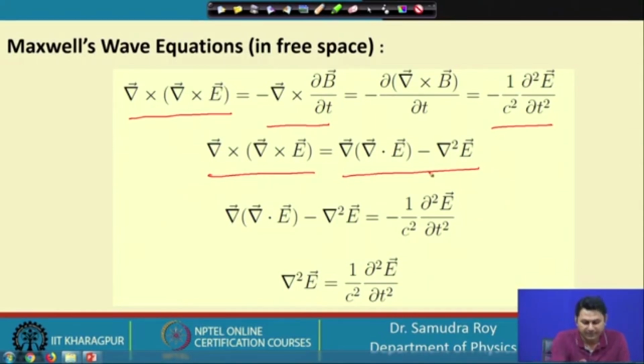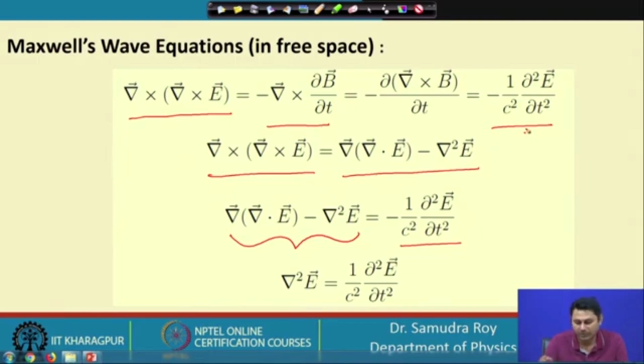After doing that, the left hand side I replace with whatever we have, and in the right hand side we can write minus of 1 by c square del 2 E del T square, which we already figured out. So, what is the thing? We started with the equation curl cross E equal to minus del B del T, then made a curl operation on both sides. After that, I used the curl cross B equation. So, curl cross B is nothing but mu 0 epsilon 0 del E del T, that is the fourth Maxwell's equation.